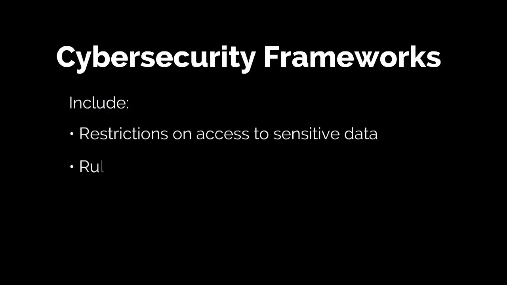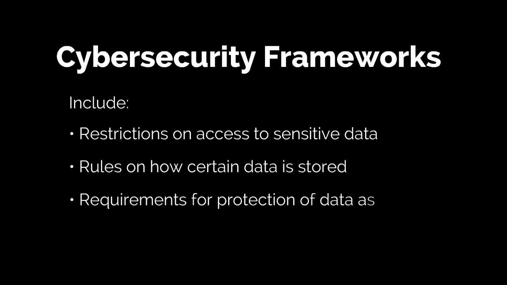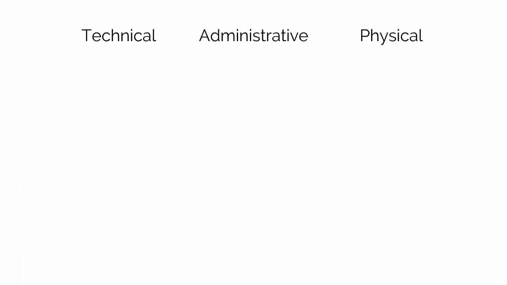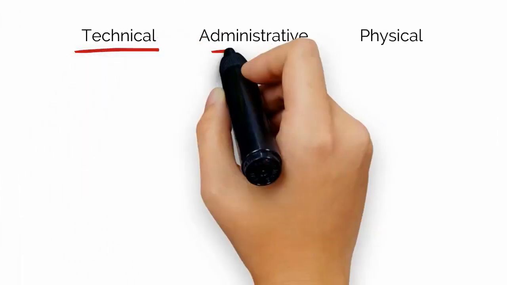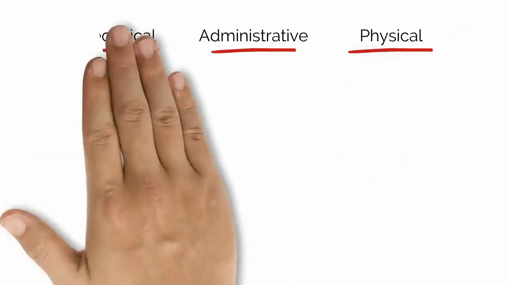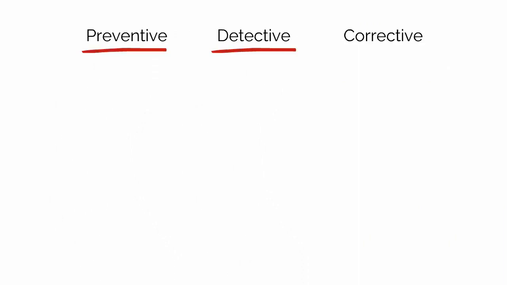Security controls prescribed in frameworks like the industry-leading NIST or ISO 27001 cybersecurity frameworks include restrictions on access to sensitive data, rules on how certain data is stored, and requirements for protection of data as examples. Security controls fall into three categories: technical, administrative, and physical, and can be categorized as preventive, detective, and corrective.